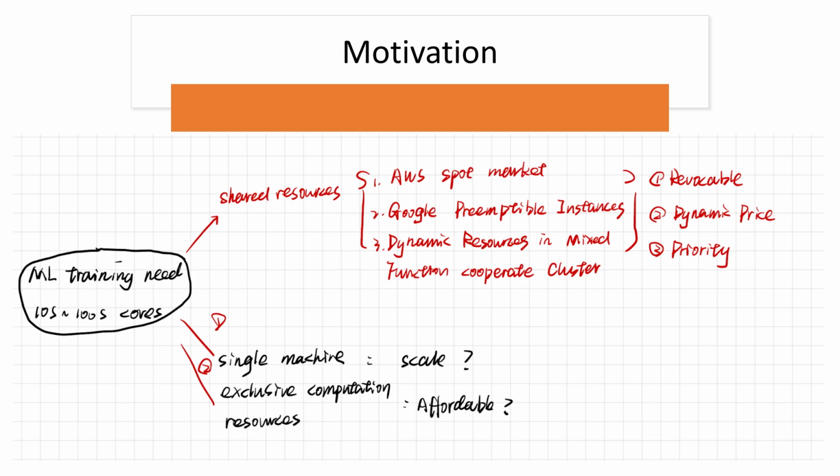And the current market provides room to optimize the cost of such shared resources. For example, AWS has a spot market where users can buy resources at a relatively low cost. The same thing happens with Google preemptible instances and some other dynamic resources in fixed-function corporate clusters.